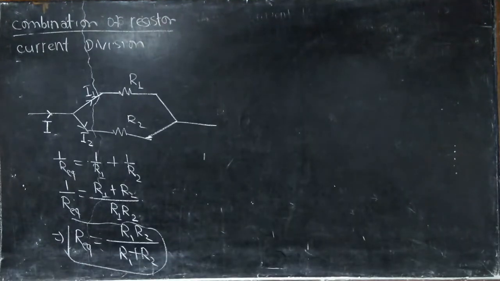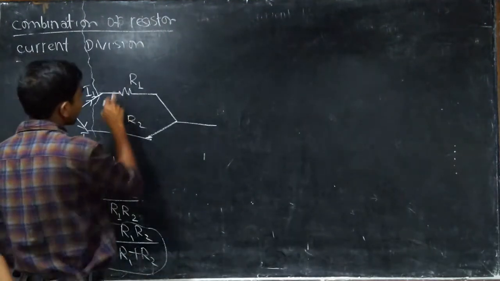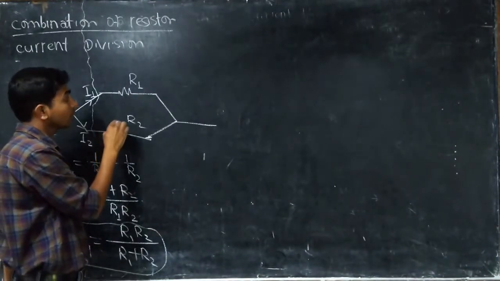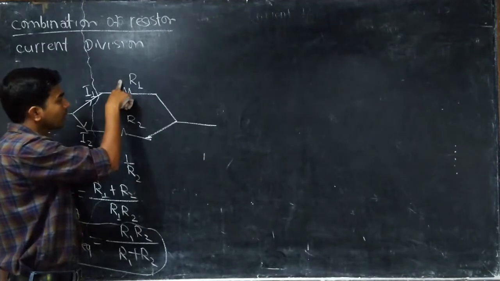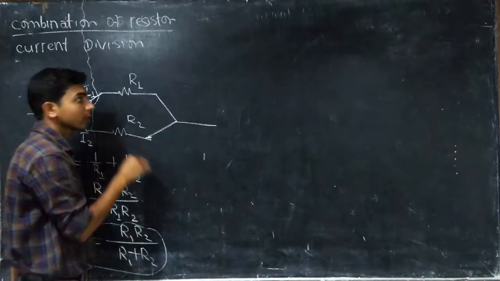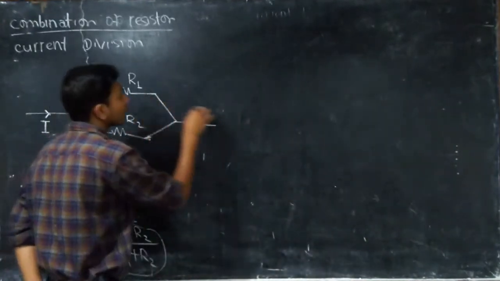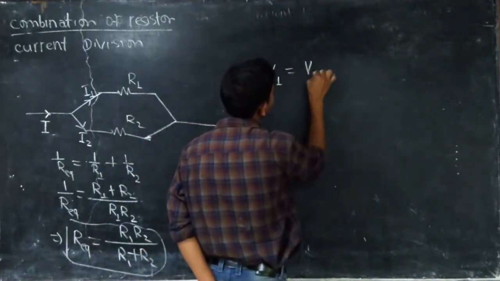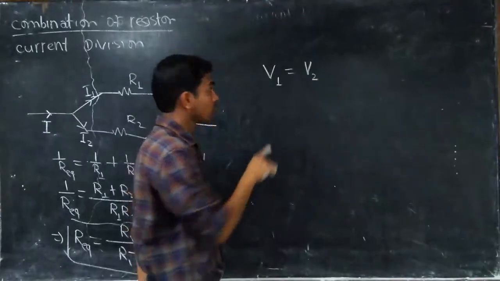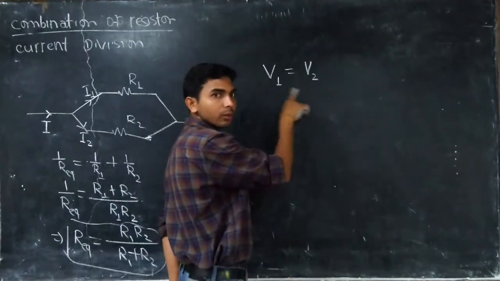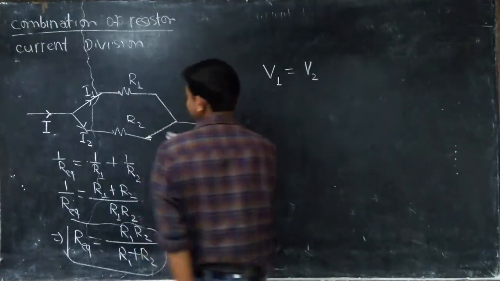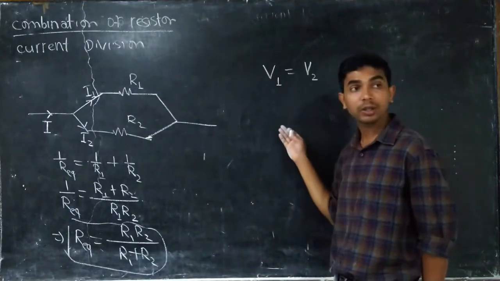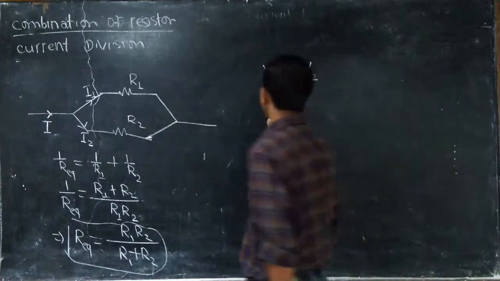Okay. So as you see, R1 and R2 are connected in parallel, right? So the potential drop across this one and this one will be equal. Suppose the potential drop across R1 is V1 and the potential drop across R2 is V2. So V1 is equal to V2 because both resistors are connected in parallel. In a parallel combination, the potential drop across each resistor is the same, right?